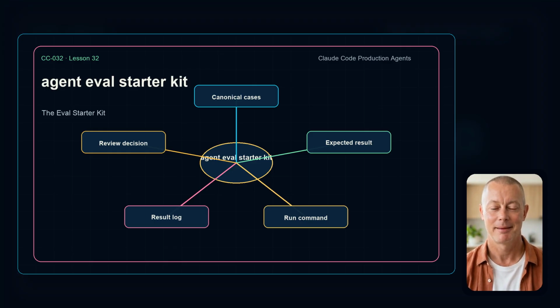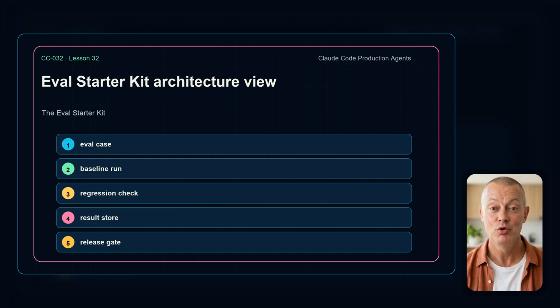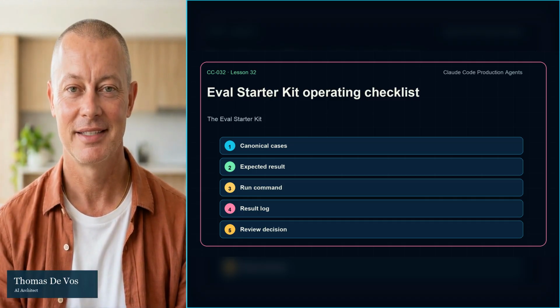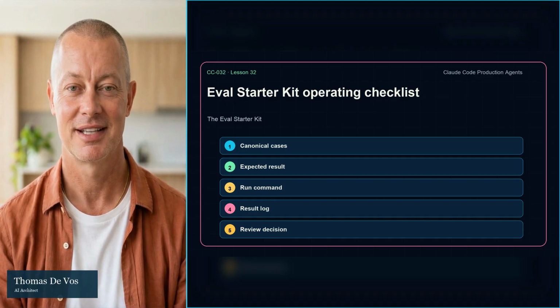This part of the visual map matters because it shows the actual moving pieces: eval case, baseline run, regression check, result store, release gate. If one of those pieces is invisible, the team will struggle to operate the workflow under pressure. Use this checklist before treating the workflow as ready: canonical cases, expected result, run command, result log, review decision. These are not decorative boxes.